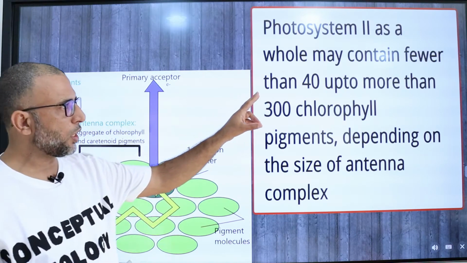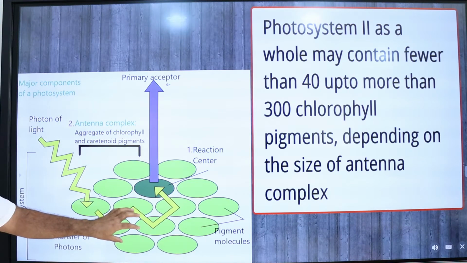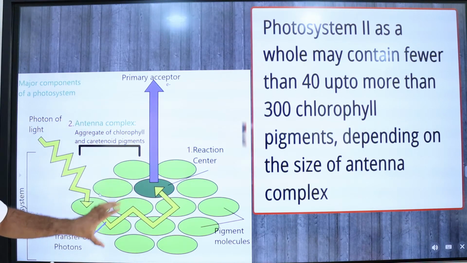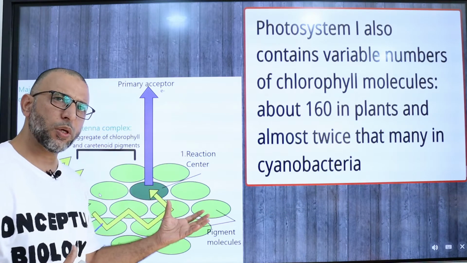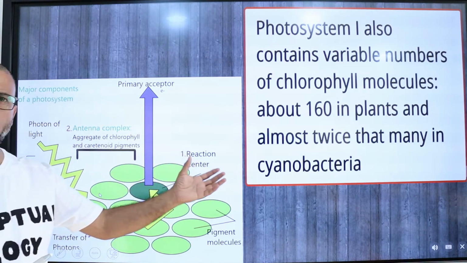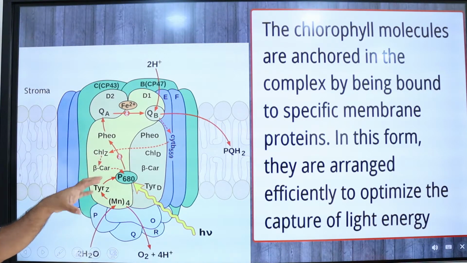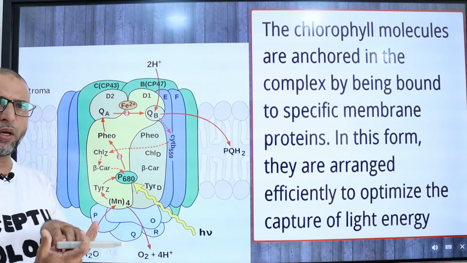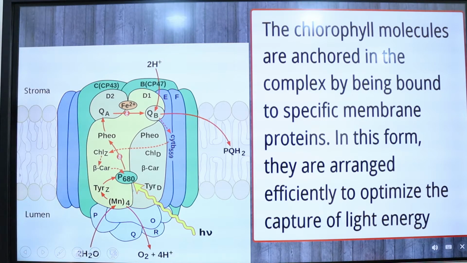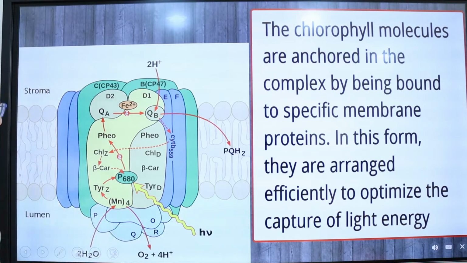Photosystem 2 contains 40 to 300 chlorophyll pigment molecules depending on the size of antenna complex, while photosystem 1 also contains variable numbers of chlorophyll molecules, around 160 in plants and almost twice that in cyanobacteria. Chlorophyll molecules embedded in thylakoid membrane are also associated with membrane proteins, and in this form they are arranged efficiently to optimize the capture of light energy.